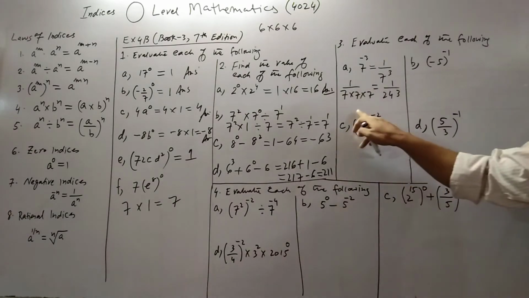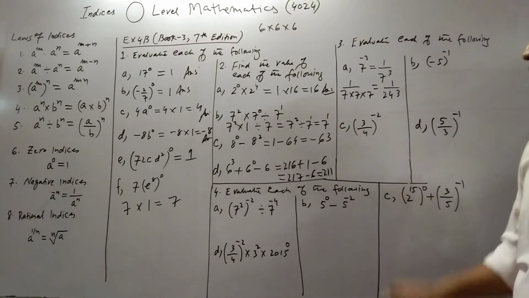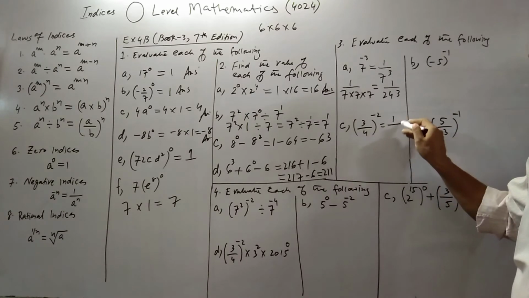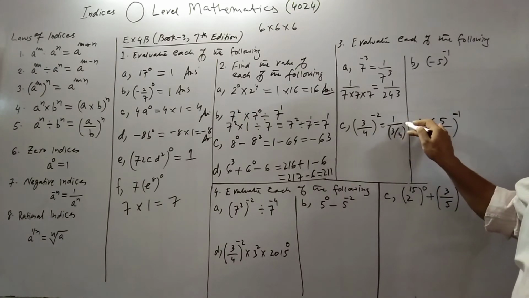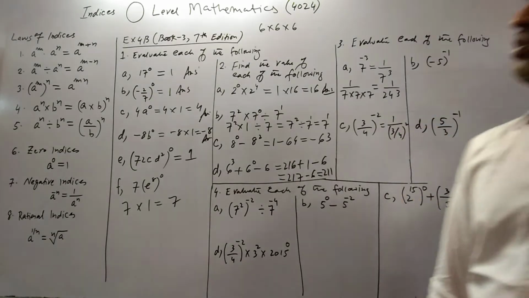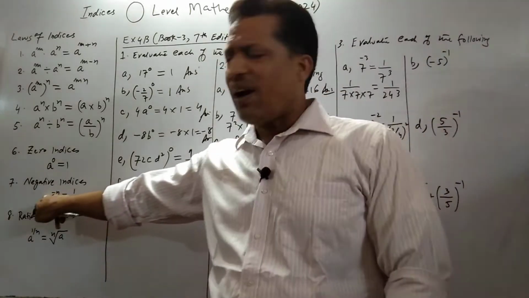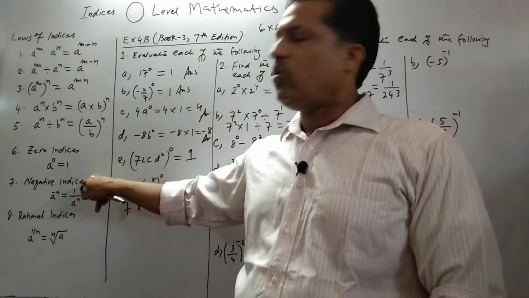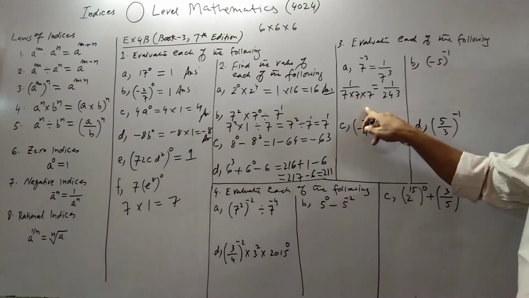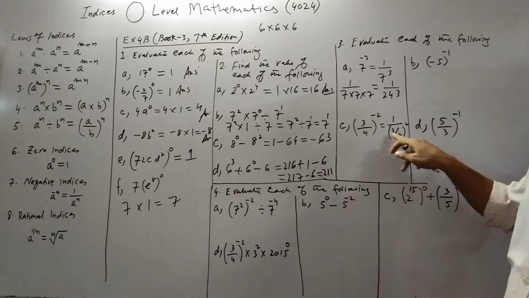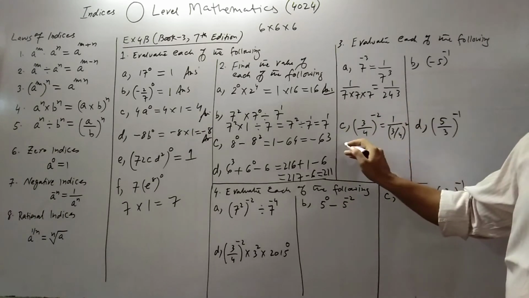Similarly, 3 upon 4 to the power minus 2 becomes 1 upon 3 upon 4 to the power 2. Why? Because if you see a negative power of any number, you always turn it into 1 upon something. So this is 3 upon 4 to the power minus 2. So it becomes 1 upon 3 upon 4 to the power 2.